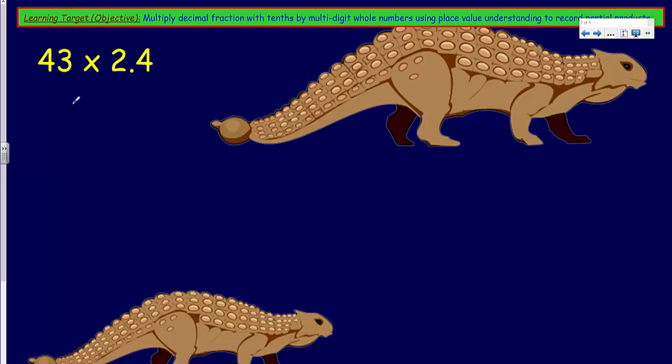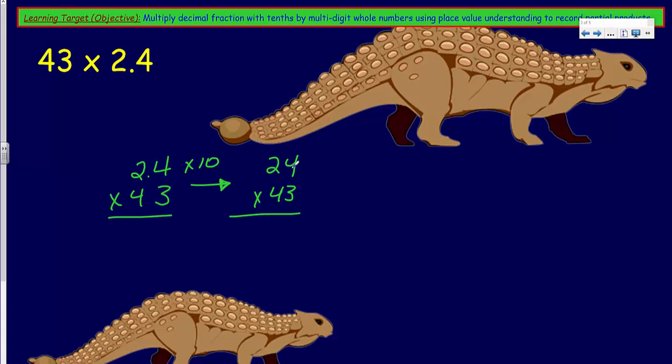So let's do our 2.4 times 43. And here, to remove the decimal like we did, we multiplied that by 10. So this is what we did the last time, remove that decimal. Let's do that now so that we actually have 24 times 43. Now we'll do the standard algorithm. Standard algorithm says that we need to multiply the ones, which is 12. I have to carry my 1. That's going to be added when we get to the tens column.